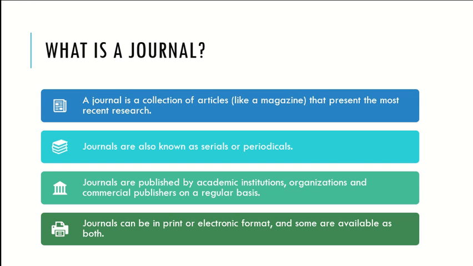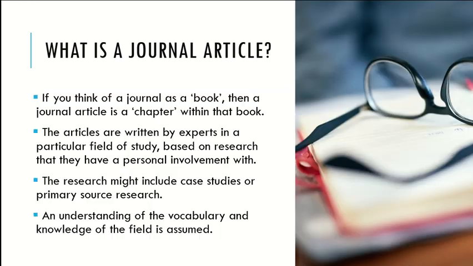Okay, so what is a journal article? If you consider a journal as a book, then the article is a chapter in the book. So an article is one part of the journal. But it is different from a chapter, because in a book all chapters are connected. Chapter 1 is connected to chapter 2, 2 is connected to 3.